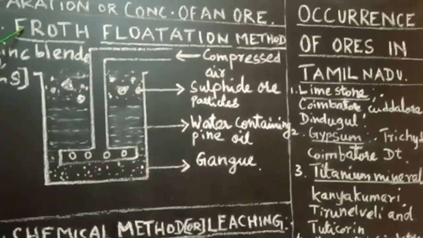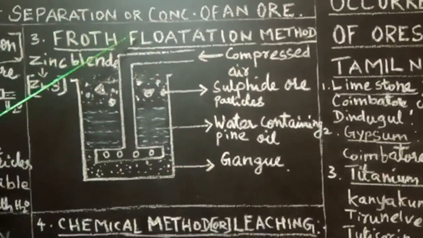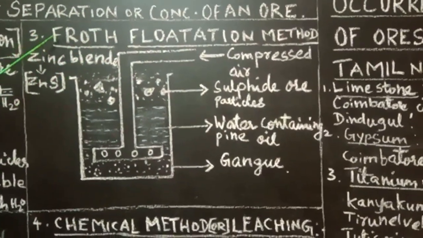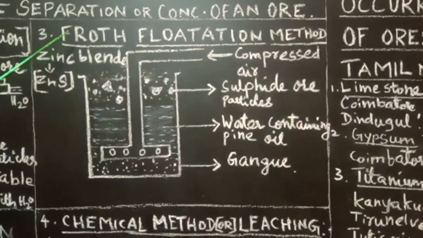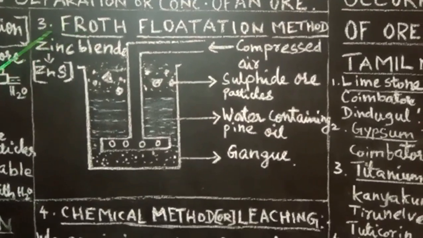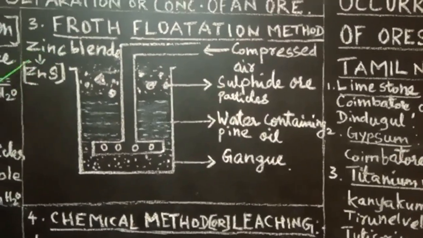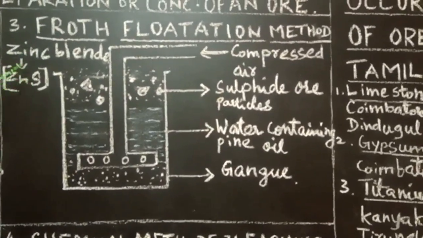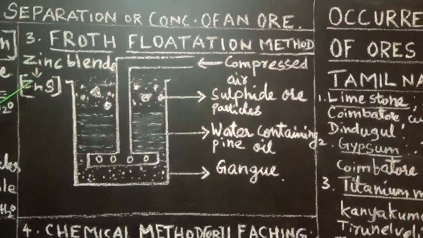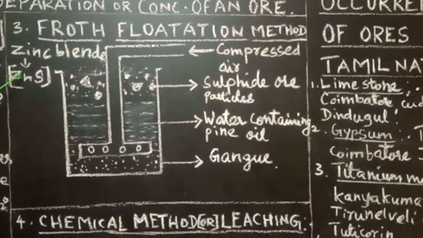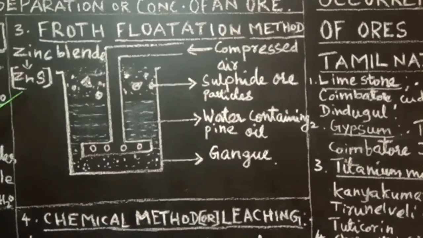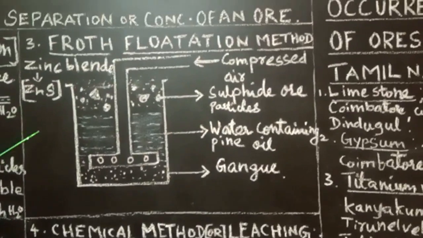Next one, we are going to see about the froth flotation method. This is specially for lighter ores, for sulfide ore. So here we are going to take zinc blende. Formula is ZnS. So this sulfide ore is wetted by pine oil. Next, gangue is wetted by water.